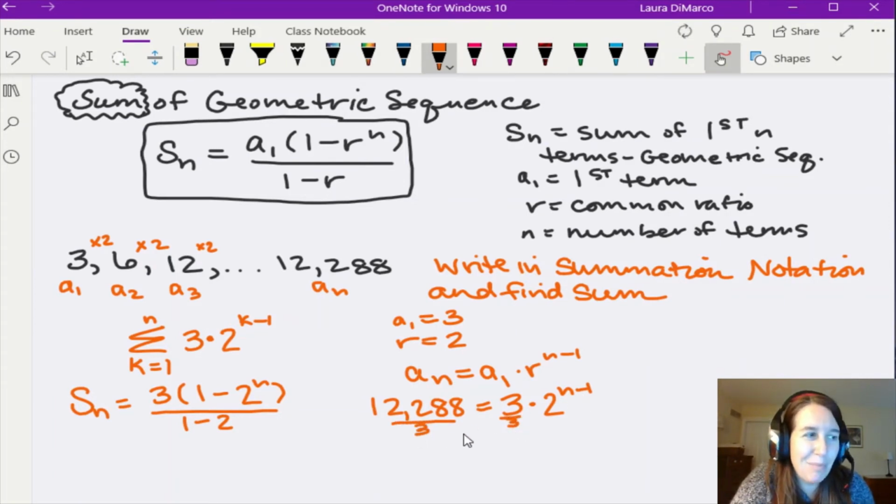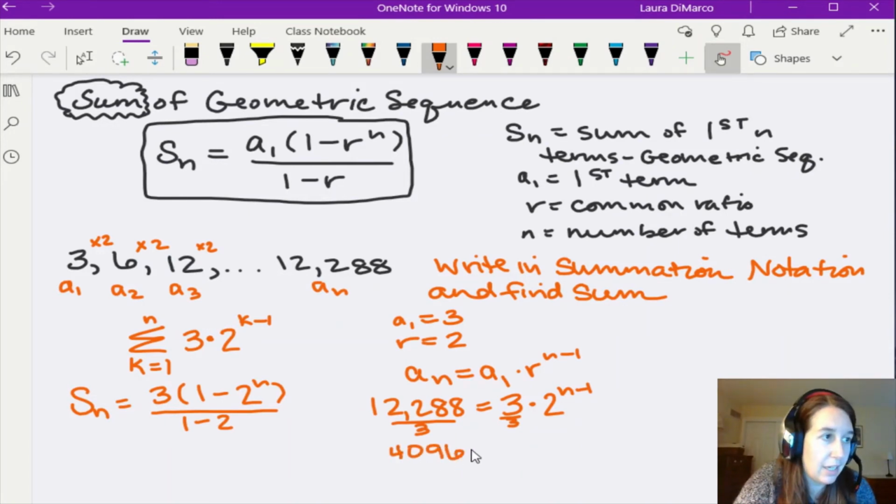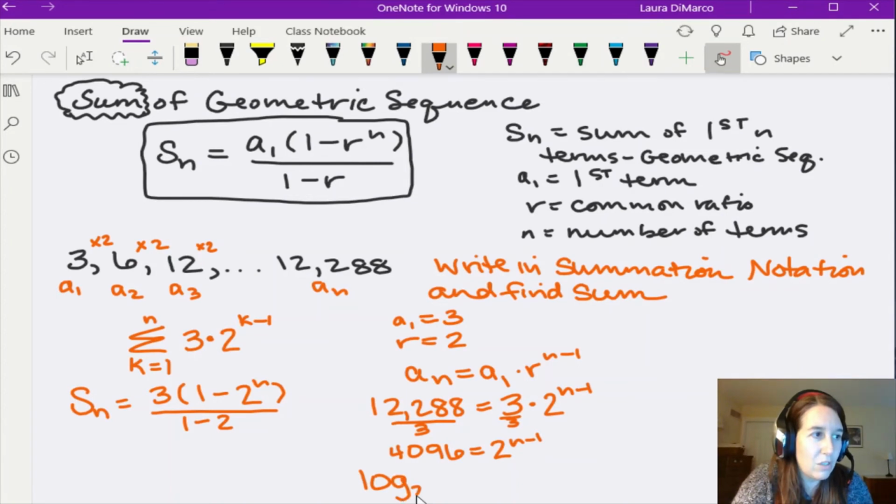So we're going to divide both sides by 3 to get this extra number out of there. I did that and got 4,096 equals 2 to the n minus 1 power. Now, because the variable's in the exponent, we change to log form. So that would be log base 2. And remember, you switch, so the base stays the same, it's still 2. You switch the location of the other two parts. So this is log base 2 of 4,096 is equal to n minus 1. Okay, so all I did was take this exponential and convert it to log form.